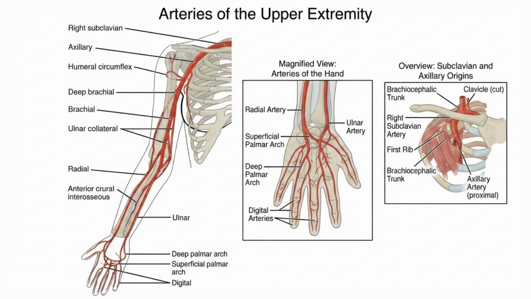The main arterial supply comes from the radial and ulnar arteries. They arise from the brachial artery near the elbow. Branches of these vessels supply the anterior and posterior compartments. The common interosseous artery arises from the ulnar artery and divides into anterior and posterior interosseous arteries.